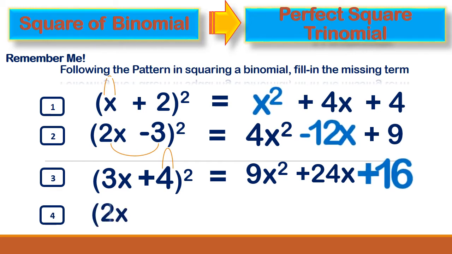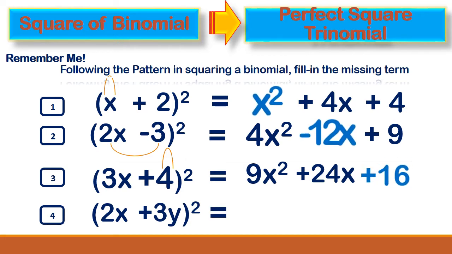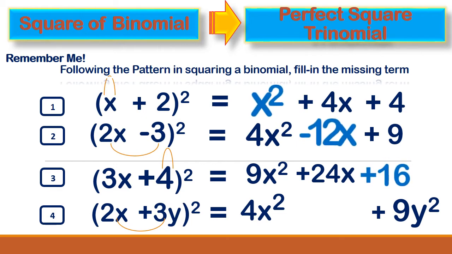Number 4, we have 2x plus 3y quantity squared. So we have 4x squared plus blank plus 9y squared. So what is the missing term? The middle term. So what are we going to do? Multiply 2x and 3y. So we have 2x times 3y is 6xy times 2 is 12xy. So the missing term is 12xy.